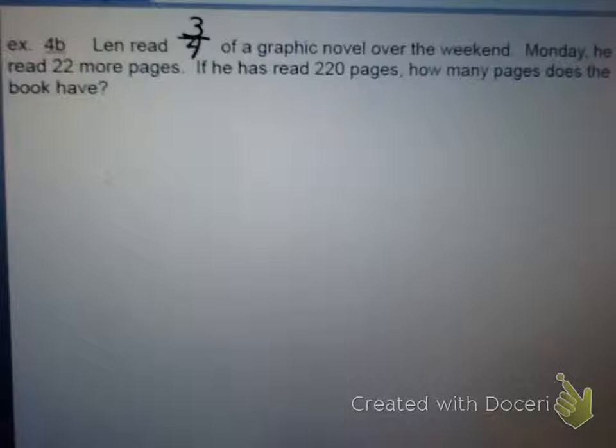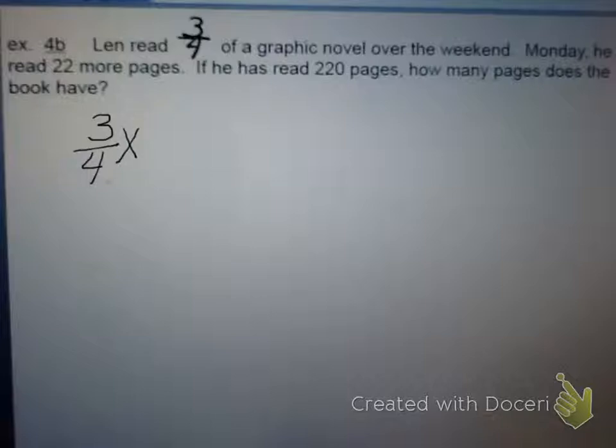Example 4B. Lynn read 3/4 of a graphic novel over the weekend. Monday he read 22 more pages. If he has read 220 pages, how many pages does the book have? Well, he read 3/4 of the graphic novel over the weekend. Do we know how many pages the novel is? No, it's x. But he read 3/4 of the book, of x.